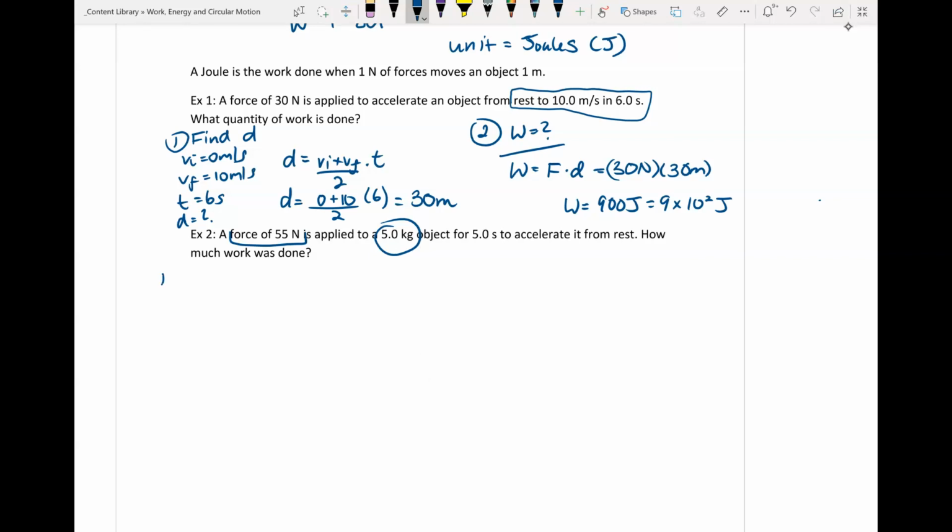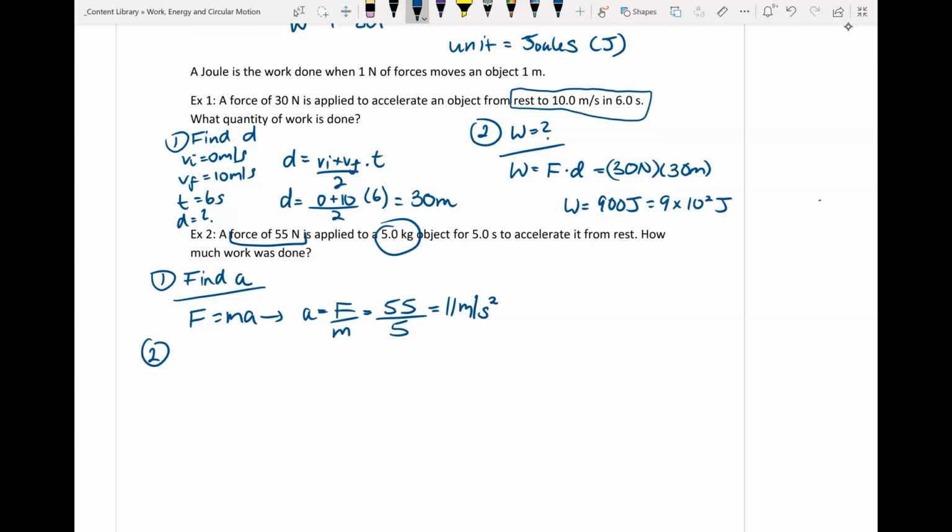So the first thing I'm going to do is find a using the fact that F is equal to ma because we have force and we have a mass. And if I'm trying to rearrange to calculate that, it's going to be force divided by mass. Force is 55 newtons, mass is 5 kilograms, so our acceleration is 11 meters per second squared.